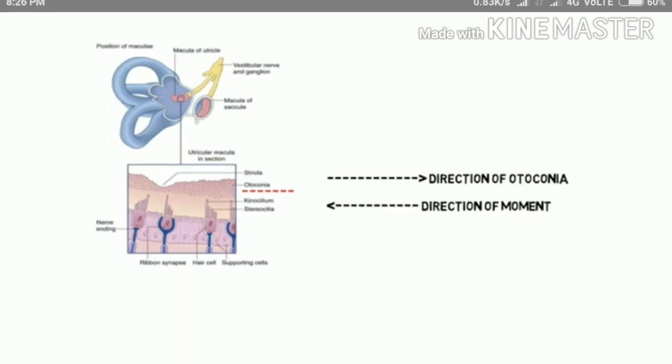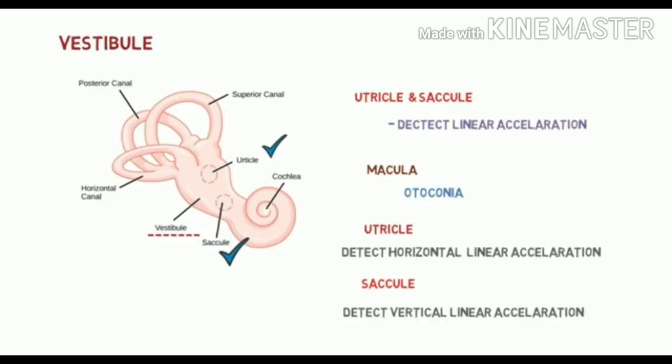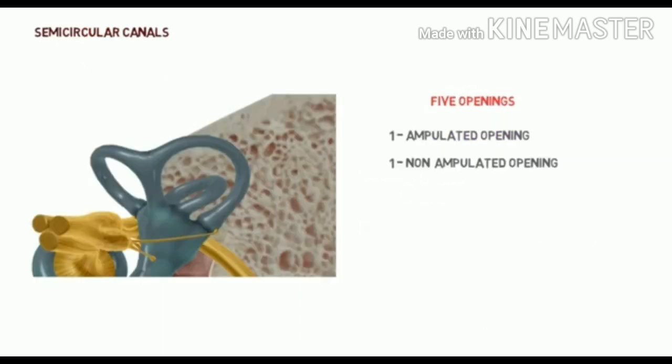Otoconia are calcium carbonate crystals, and these are very useful in detecting linear acceleration, and the direction of otoconia movement is opposite to the direction of movement. The utricle and saccule both have sensory epithelium, that is, both have macula and detect linear acceleration. But the utricle detects horizontal linear acceleration and the saccule detects vertical linear acceleration.